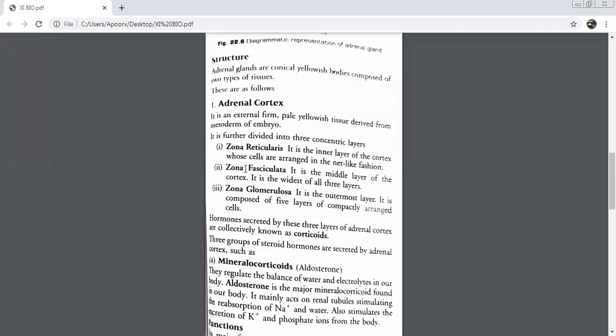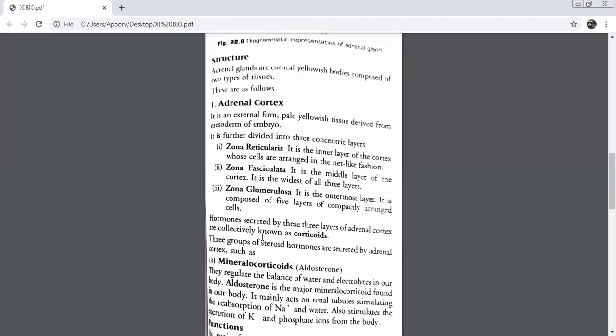Whether they are produced in this layer or this layer or this layer, we are going to take them all together. The hormones produced by the adrenal cortex are known as corticoids. So what are corticoids? Hormones produced by which tissue of the adrenal gland? Adrenal cortex. It doesn't make a difference whether it is the inner layer, the middle layer or the outermost layer. All of them together, the entire cortex, the hormones which are produced are called corticoids.